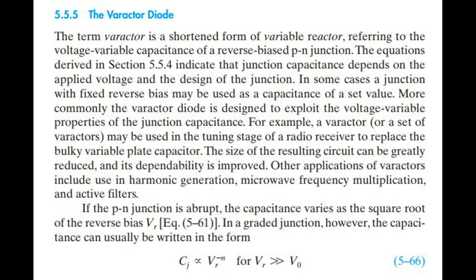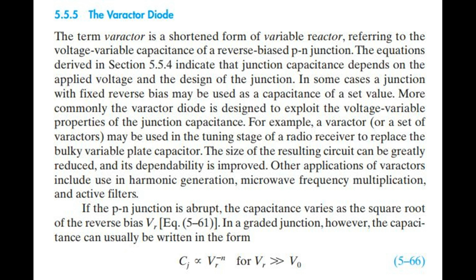For example, a varactor, or a set of varactors, may be used in the tuning stage of a radio receiver to replace the bulky variable plate capacitor. The size of the resulting circuit can be greatly reduced, and its dependability is improved. Other applications of varactors include use in harmonic generation, microwave frequency multiplication, and active filters. If the PN junction is abrupt, the capacitance varies as the square root of the reverse bias VR.